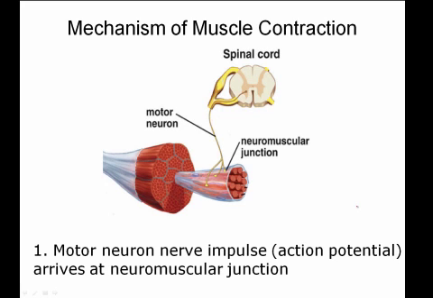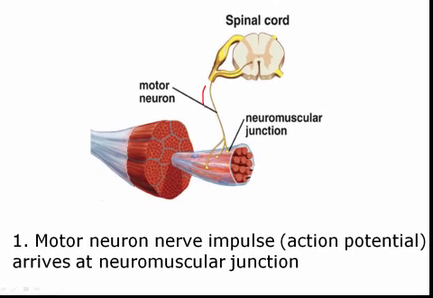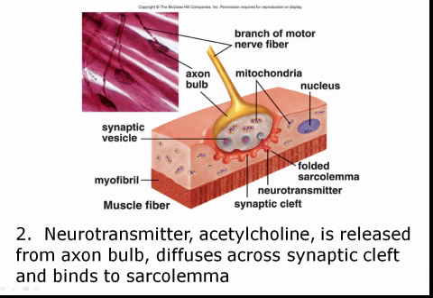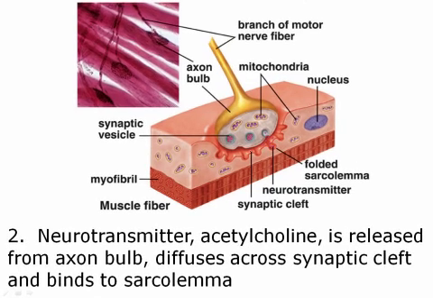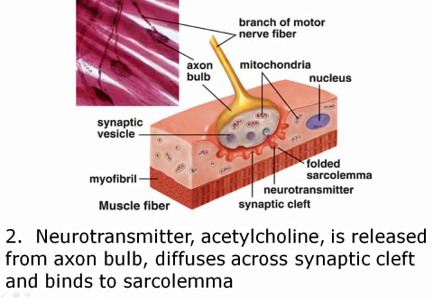A nerve impulse arrives on a motor neuron. That action potential arrives at a place called the neuromuscular junction. So we have a synapse that takes place. That motor neuron releases the neurotransmitter acetylcholine. That acetylcholine binds to receptors on the postsynaptic membrane, in this case this muscle cell, and that's going to open some channels on the sarcolemma, and so we can begin another action potential in the muscle sarcolemma.